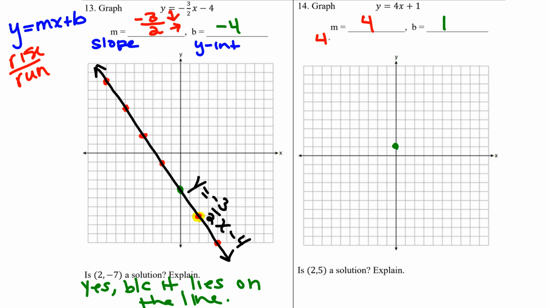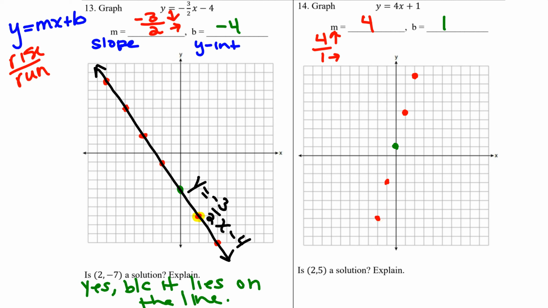But because I don't have a denominator, I could always throw my whole numbers over 1 because when I divide by 1, it remains the same number. So because this is positive, I'm moving up 4 and then to the right 1. So from the green dot, I'm going up 4, 1, 2, 3, 4, right 1, up 1, 2, 3, 4, right 1. I can't go any further, so from the green dot, my y-intercept, I'm going to work in reverse. So go down 1, 2, 3, 4, left 1, down 1, 2, 3, 4, left 1.